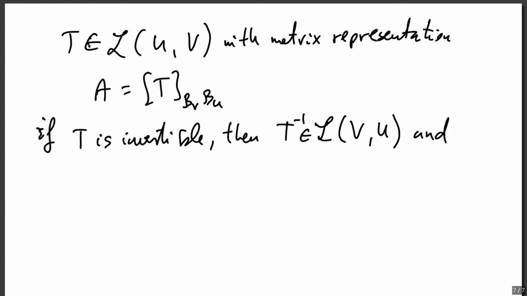And what we have is that the inverse has matrix representation. Then we go from the BV basis into the BU basis, which is just the inverse of the matrix. So again, the fantastic thing is that instead of inverting abstract transformations over abstract spaces, this is just the regular matrix inverse.